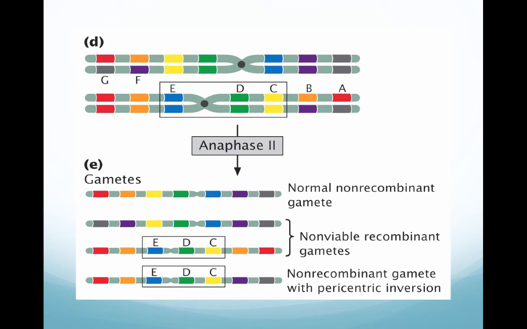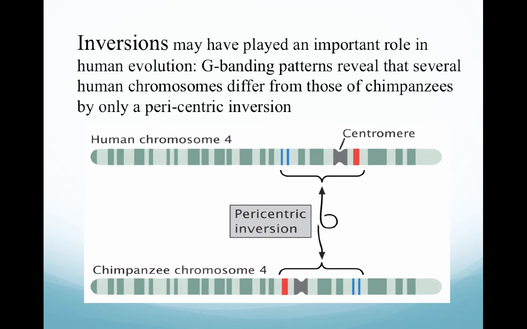All right, so again, our results with a pericentric inversion is we get 4 gametes. Okay, we get a normal gamete that doesn't have any issues at all. We get 2 recombinant gametes that are not viable because they don't match up. The centromeres are in the wrong position because of that inverted loop, so they're lost and basically can't function. And then we'll get a non-recombinant gamete with a pericentric inversion. So those might be viable, but a lot of times they are not.